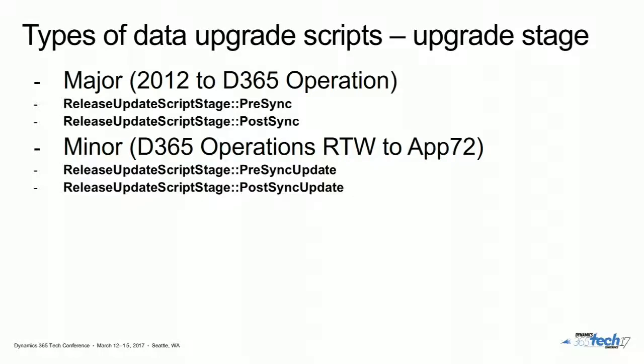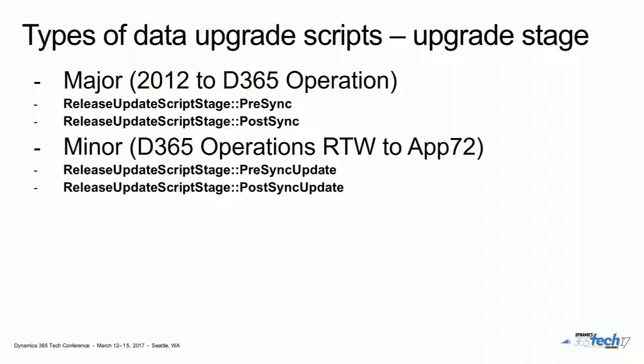And then we come to the second question, which is what type of data upgrade scripts, right? If you've worked with upgrade scripts before, you know there are two types: the major version one and the minor version one. If you've done a D365 for operations intra-data upgrade, say from RTW to app4, all the upgrade scripts that you would run, if you look closely, are tagged with pre-sync update and post-sync update. Those are considered minor upgrade scripts.